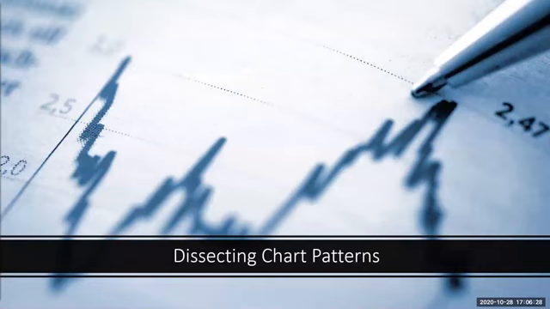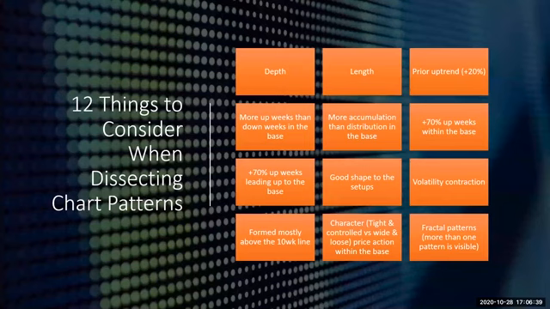Now we're going to start to dissect patterns. When we are dissecting patterns, there's really 12 things altogether that I'm looking for, in addition to, of course, the stage count. And this is just for dissecting the actual pattern part. There are other things to consider too, as far as fundamentals go, group rank, all that stuff. But for right now, for the chart pattern, there are 12 things, and it's these 12.